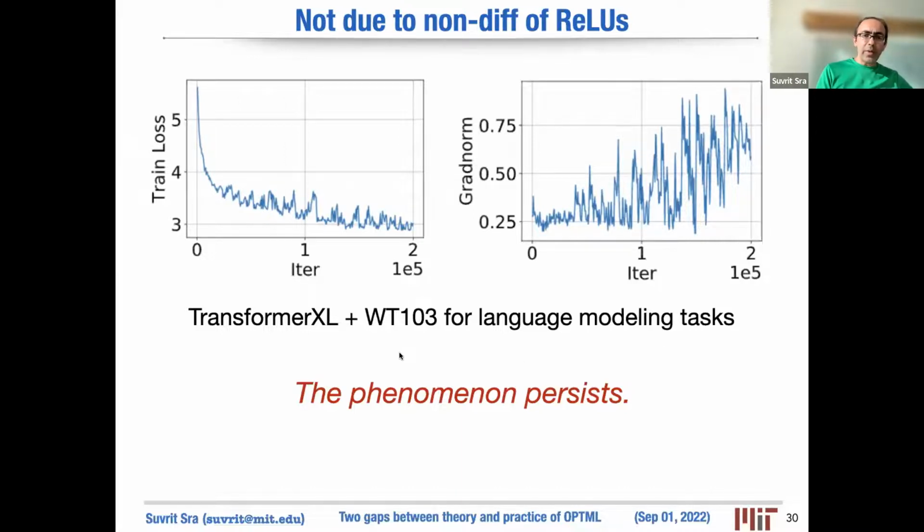You use a Transformer-XL large model in an NLP task. That's a really large scale problem. So training loss is going down much more stochastically, but it is going down and kind of stabilizing. Gradient norm seems to be even increasing. It's fluctuating like crazy. So this phenomenon persists.